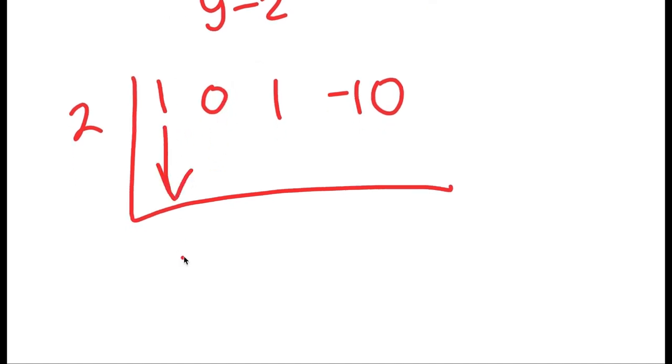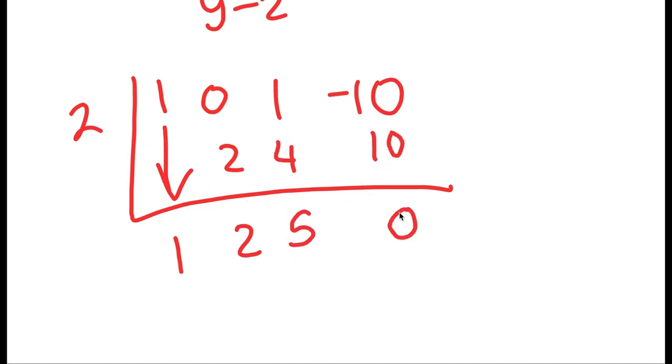So I'm going to first start by moving down my 1. 2 times 1 is 2. 0 plus 2 is 2. 2 times 2 is 4. 1 plus 4 is 5. And 2 times 5 is 10. Negative 10 plus 10 is 0, so I have a remainder of 0.